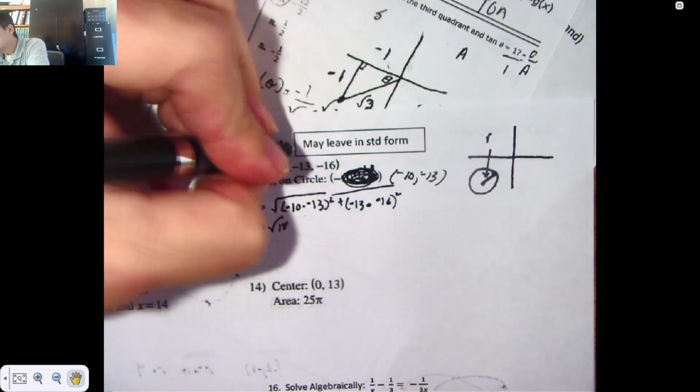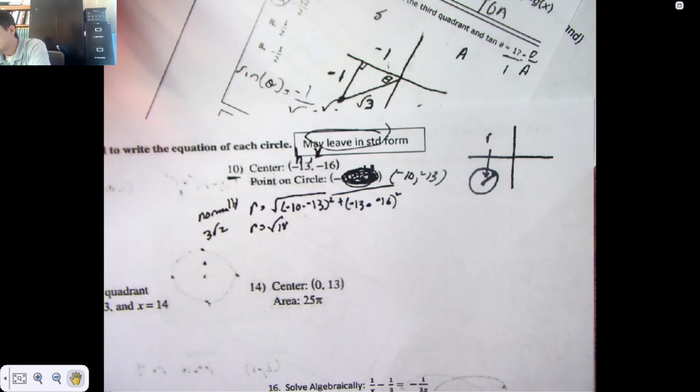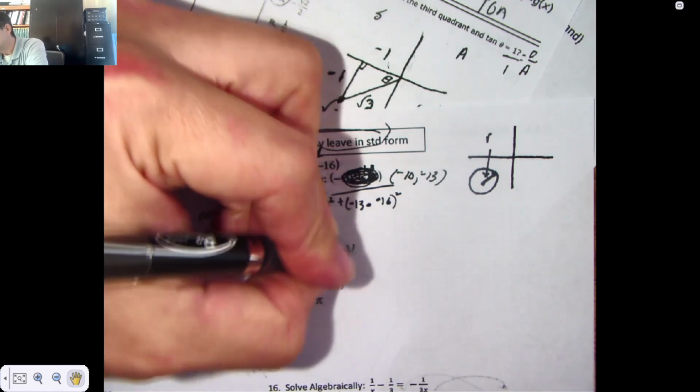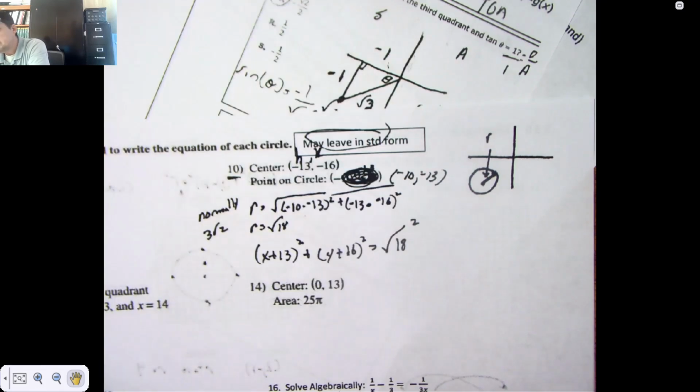Here's h, here's k. It says you may leave it in standard form. So (x plus 13) squared plus (y plus 16) squared equals root 18 squared.